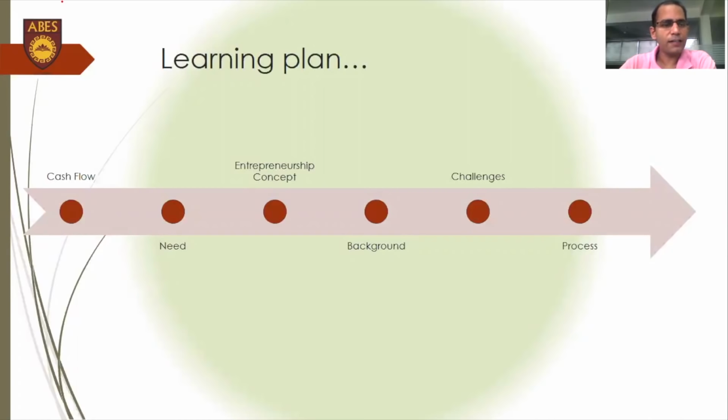So today's learning plan starts with a cash flow model, which we call the Robert Kiyosaki cash flow coordinates. The entrepreneurship need, entrepreneurship concept, background in India, our challenges as an entrepreneurship ecosystem, and the process to become an entrepreneur.